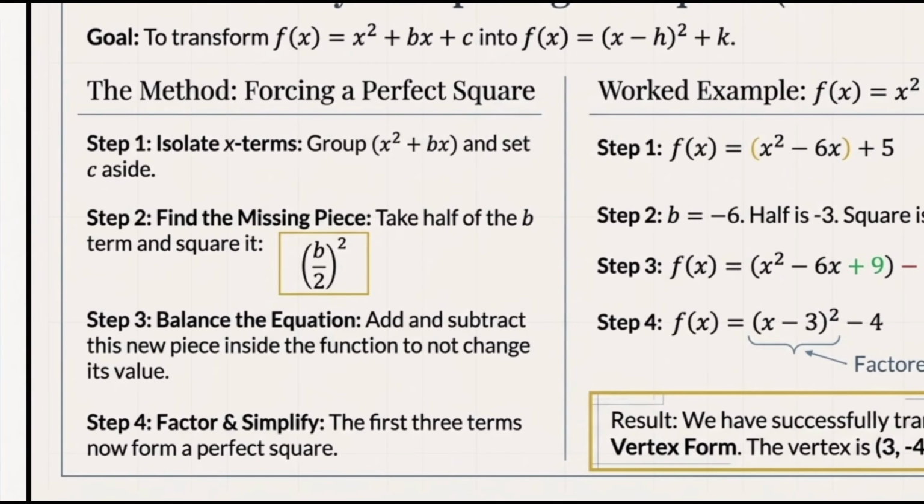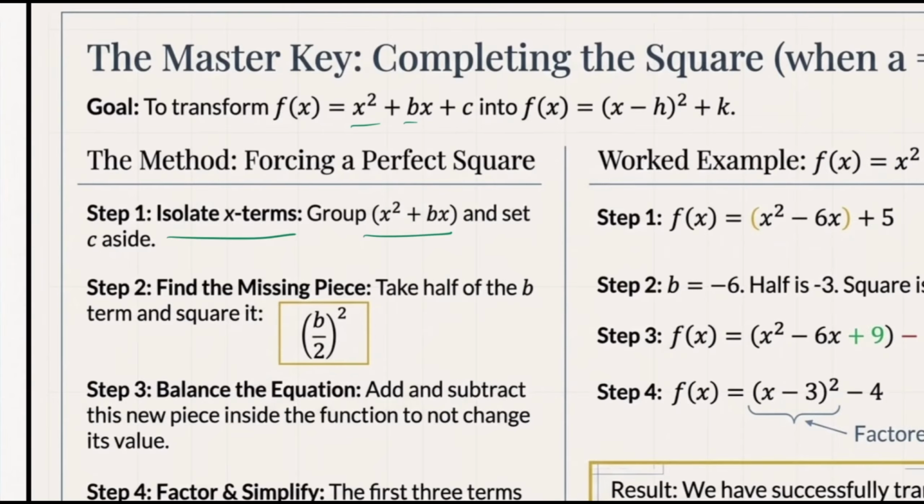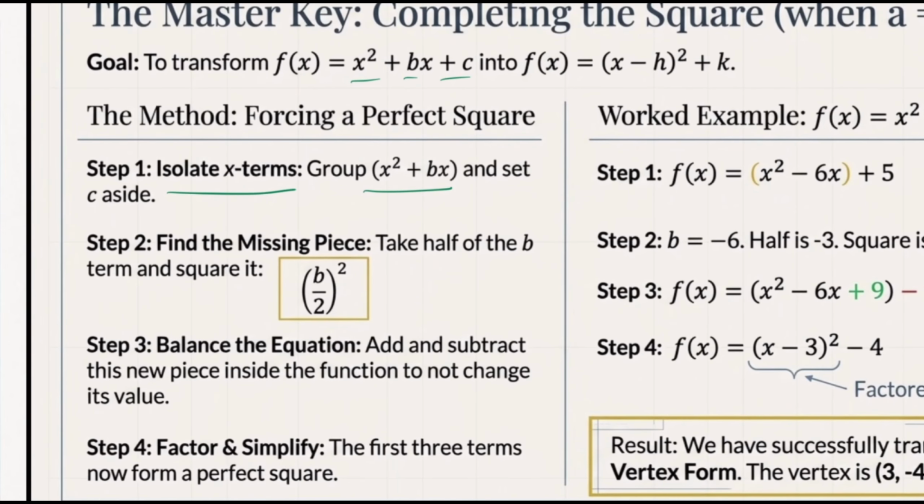The very first step is that we have to isolate the x terms. It means that, as you can see, we have 3 terms: 1, 2, 3. Whatever terms have the x value, you just have to consider them, or isolate them, and set the c aside. So set the c aside, and just isolate this part.